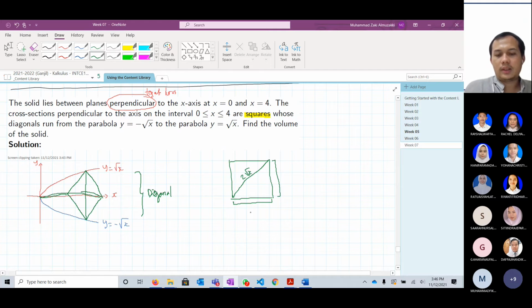So let's say here is a and a. We have that a squared plus a squared, since we are talking about this kind of triangle, must be equal to 2 square root of x squared. So here we have 2a squared equals 4x, a squared equals 2x, so a equals square root of 2x.